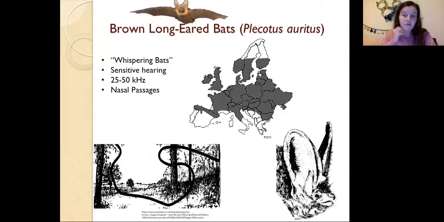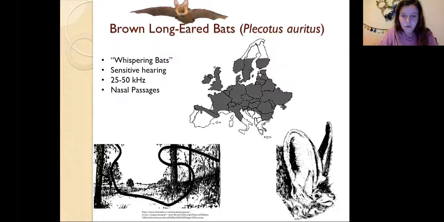They are highly adapted for hearing these sounds. So you can see their ears and then their tragus. The tragus and their ears are so sensitive. The pinna is so sensitive they can actually hear the flapping of a wing from a moth, from a pretty far distance.